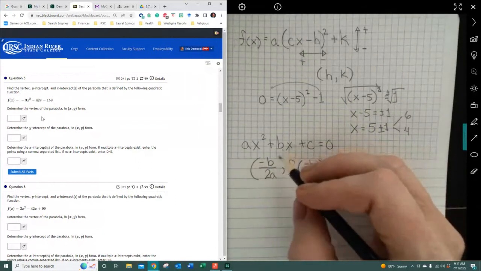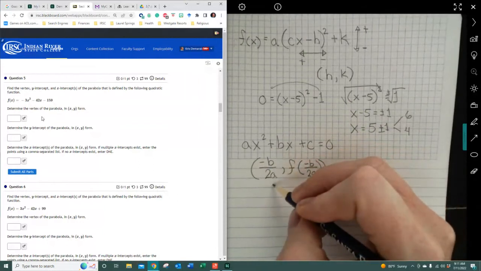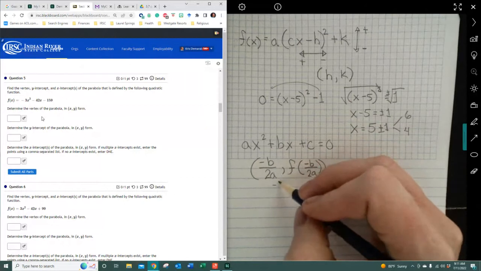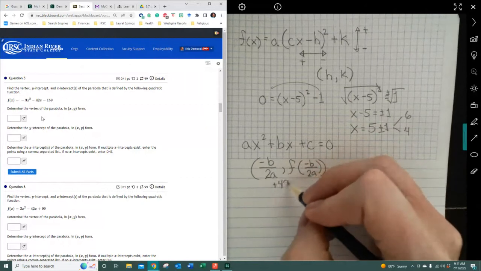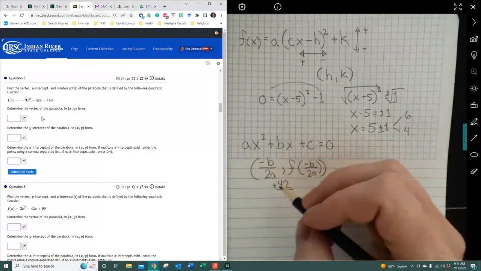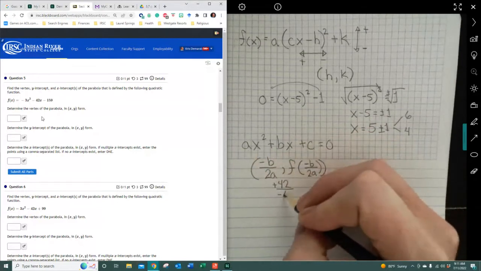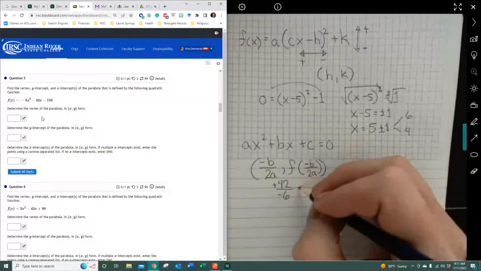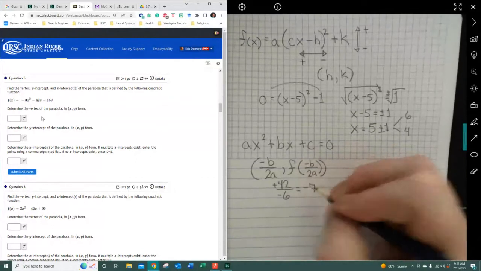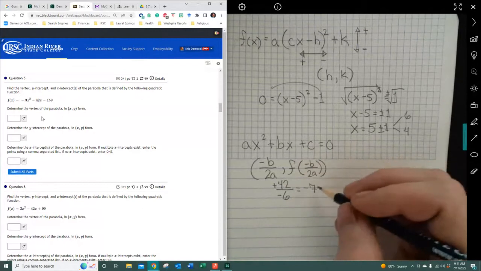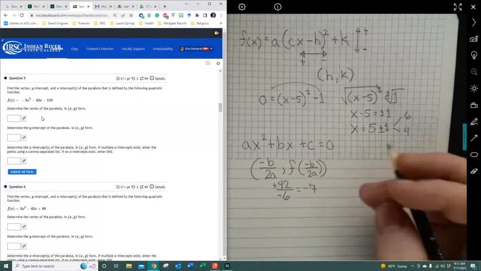So the value of b in this case is going to be -42. So we go ahead and put positive 42 in there, divided by -3 times a, which is going to be -6. And then divide it out if you can. So you get -7 for the x value of the vertex.